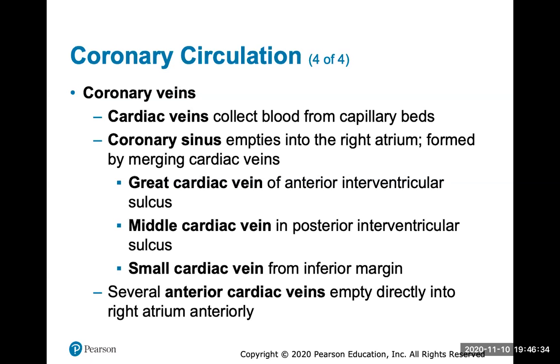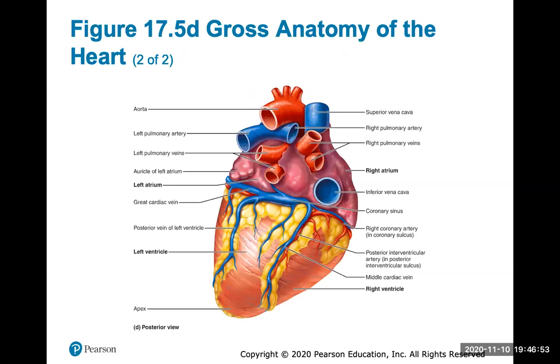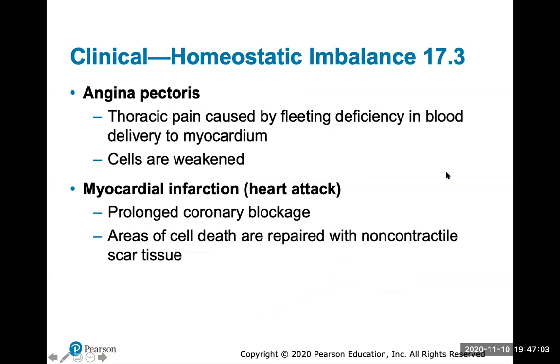We have the coronary sinus, which empties right into the right atrium, which is formed by the merging of these cardiac veins, and several anterior cardiac veins will empty directly into the right atrium. So this is just to look at the heart's drainage and how they will all empty eventually into the right atrium. More look at the gross anatomy of the heart, showing the drainage from the coronary sinus, which drains all the veins, and that'll go directly into the right atrium.